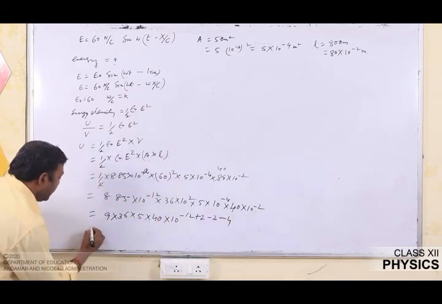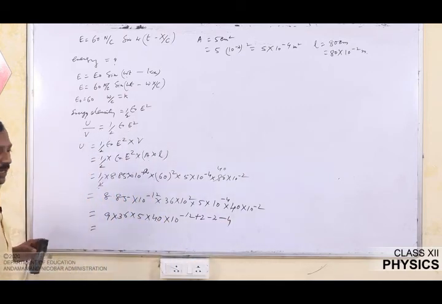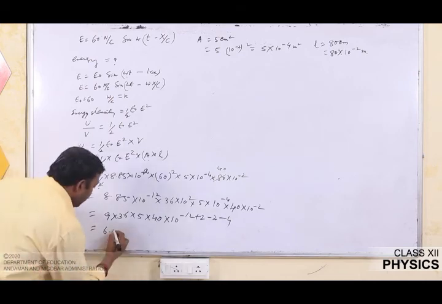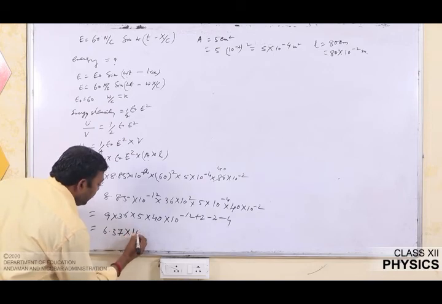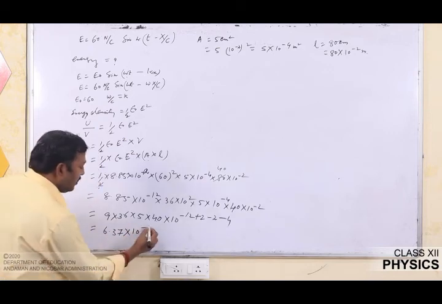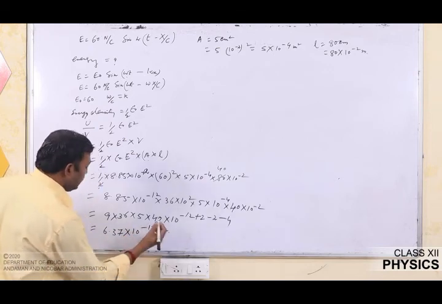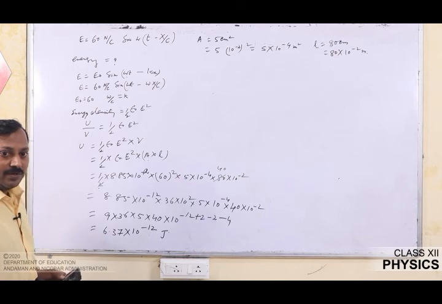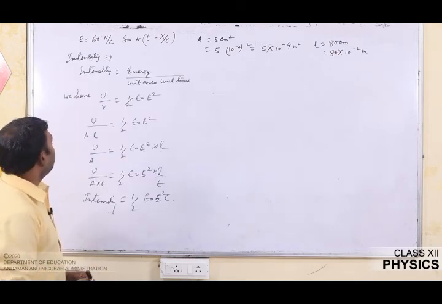So, the simplification of this comes out to be 6.37 into 10 to the power minus 12 joule. So, in this way we calculated the energy that is contained in a cylinder. Next we are asked to find out the intensity. Next we will try to find out the intensity.